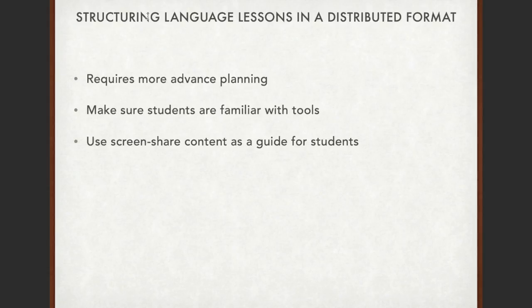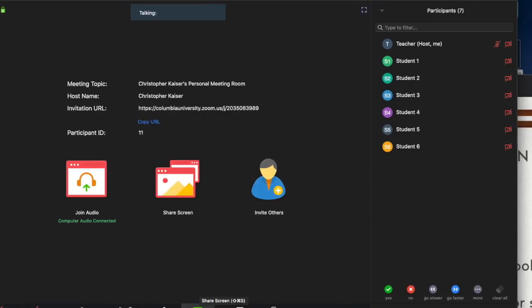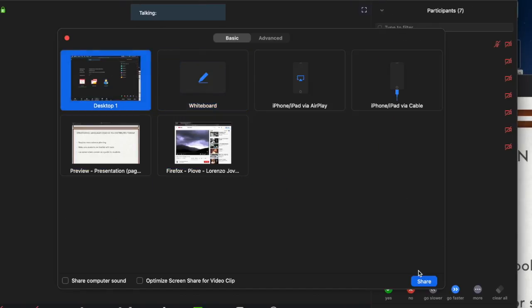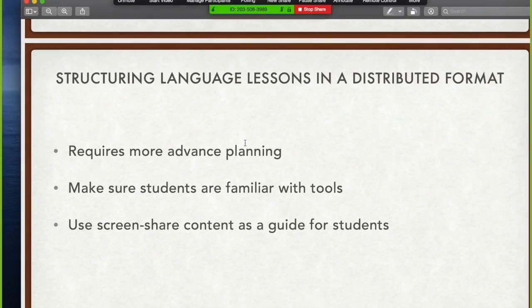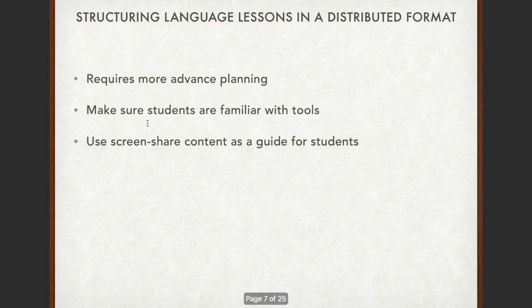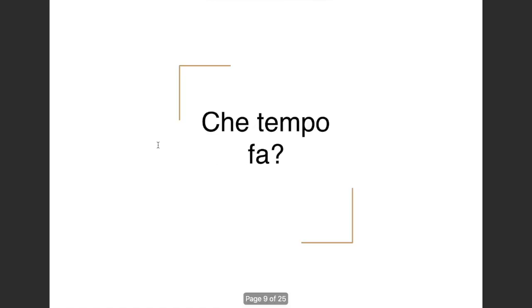Okay, so I'll pop out of my presentation, and then I will share my screen, and I'll share my desktop. Okay, so let me make this a little bigger. Now, I'm using a presentation, a PowerPoint presentation. You don't have to. You could use some other type of content, such as a Word document or an image. Okay, in this lesson, we're going to talk about the question, "Che tempo fa?" How is the weather, or what is the weather like?